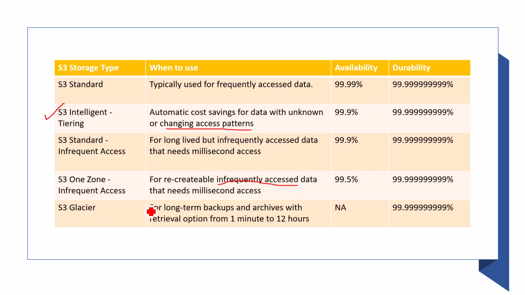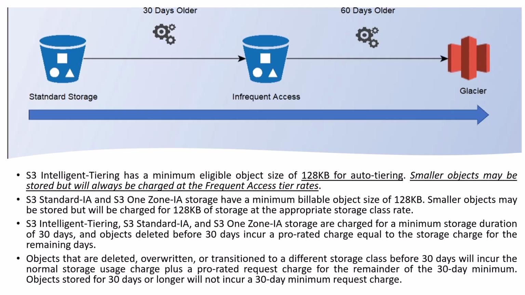S3 Glacier is the last option, where we save data for a longer duration, and the retrieval time is 1 minute to 12 hours. So please note down that the retrieval time is higher compared to all the other types of storage. And of course, availability is normally 99.99%. When you are retrieving your data, it automatically goes to S3 Standard, so the availability remains the same. Durability is the same for all kinds of storage.